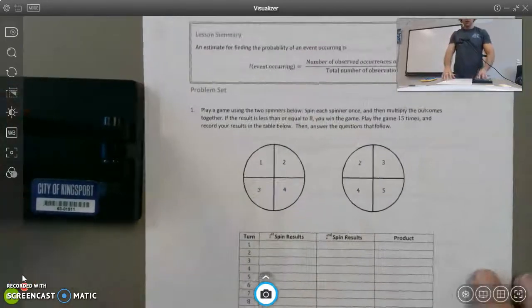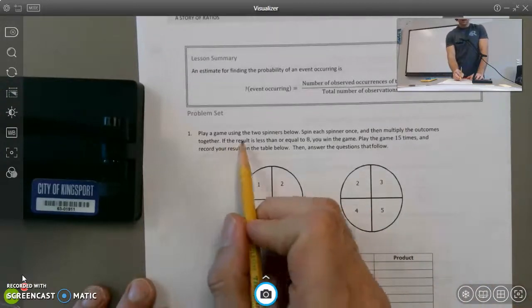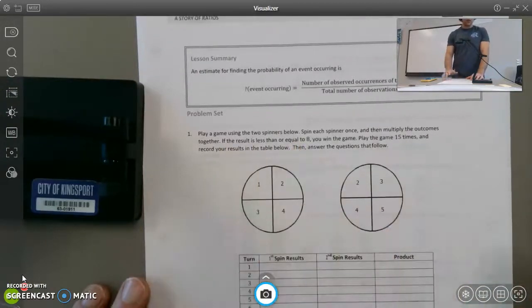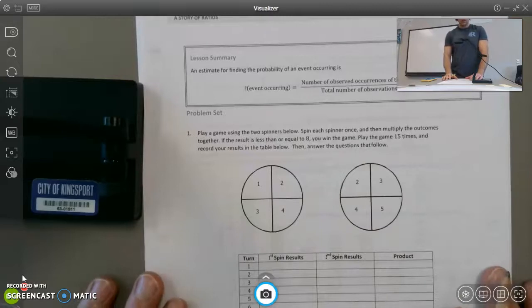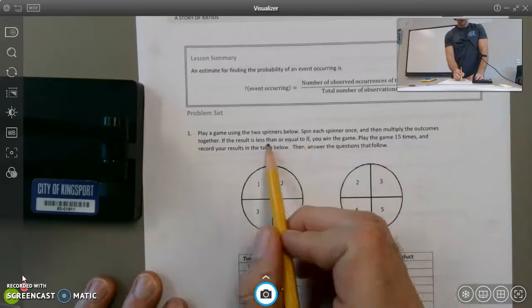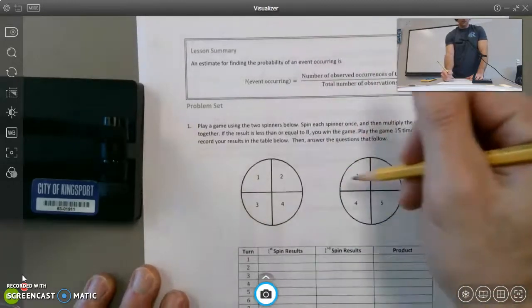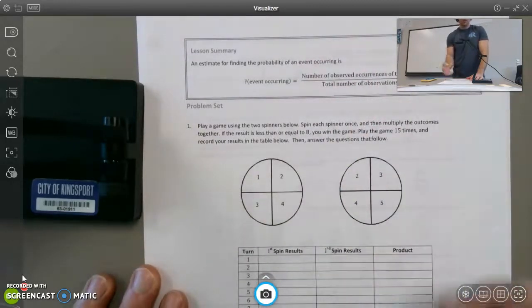We're going to look at the problem set for lesson 2. Question number 1. You're playing a game that uses 2 spinners, much like the first example we did in the lesson. What you're looking for is to see if your result is less than or equal to 8, you win the game. So what you're going to do here is just go ahead and do your experiment. I'm not going to do it.